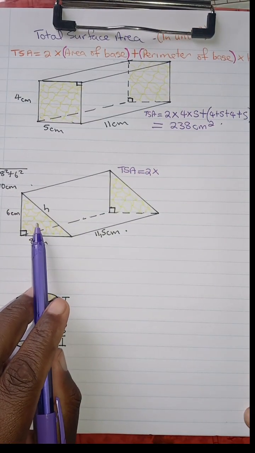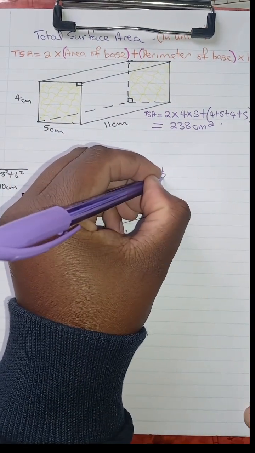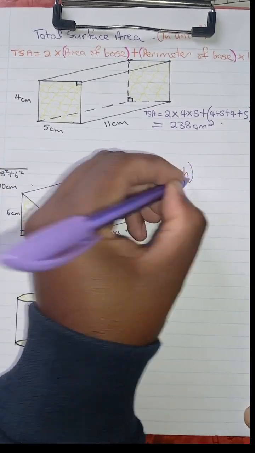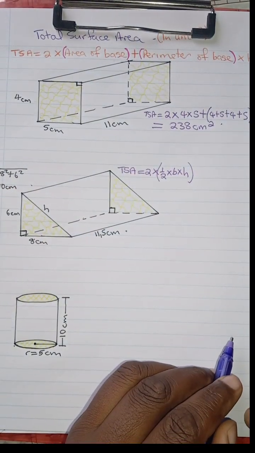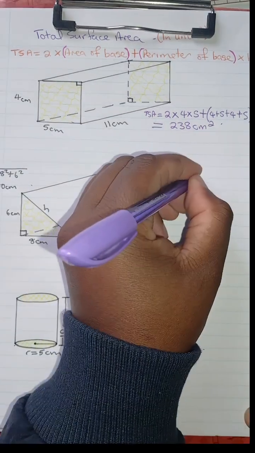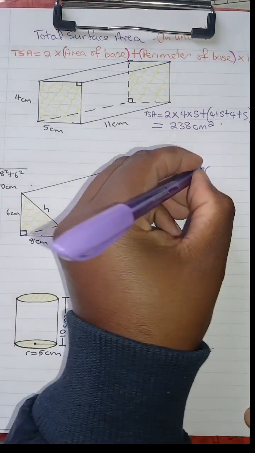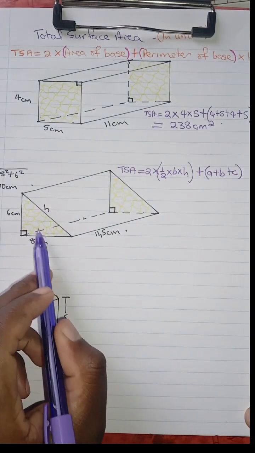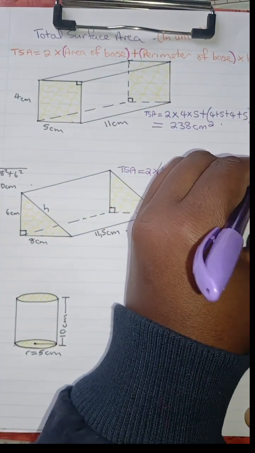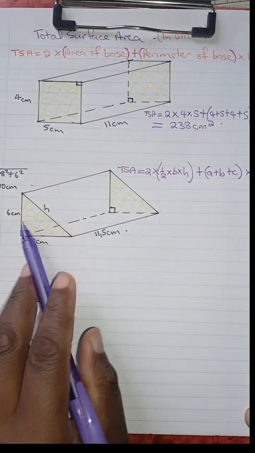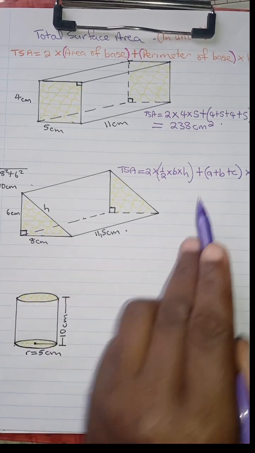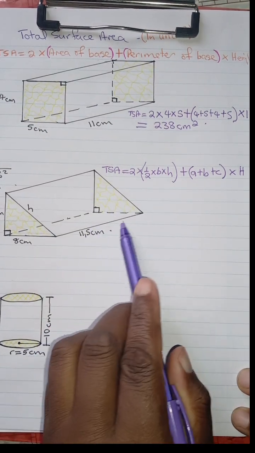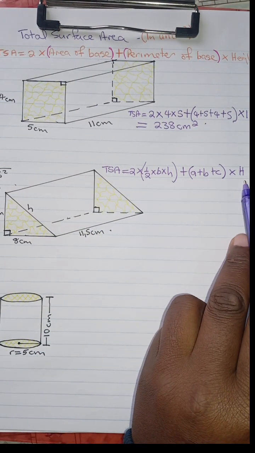So my total surface area is equal to 2 multiplied by area of the base, which is a triangle, so it's half times base times height. Let me put it in brackets there. That is 2 times area of the base plus our perimeter, we have A plus B plus C, that is the 3 sides of the triangle, and then multiplied by height. Please take note here, the perpendicular height for this triangle, I'm using the small letter h, and the height for this one I'm using the capital letter H.